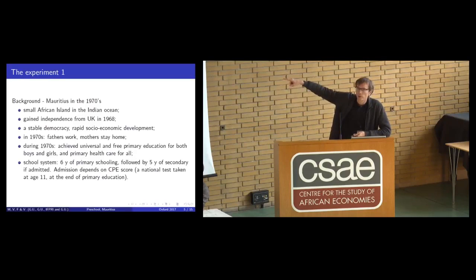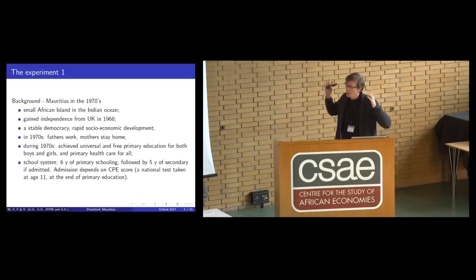And this is then about the school system. We had 6 years of primary schooling, right, followed by 5 years of secondary schooling, if you were admitted into secondary schooling. Okay. And admission to secondary schooling depended on a test score. This is the CPE score. This is a test score that we are going to use. Right. If you were not admitted to secondary education, then basically you could forget it on the labor market. So this was a very important test score.